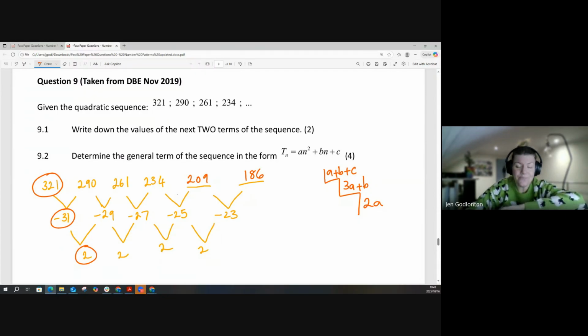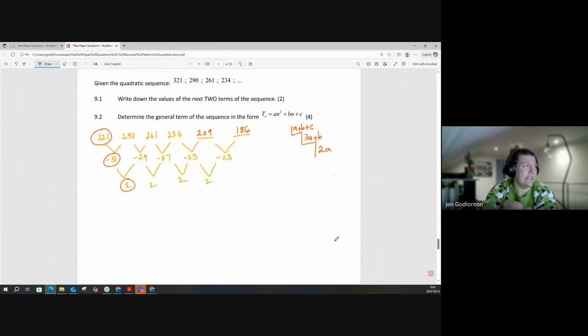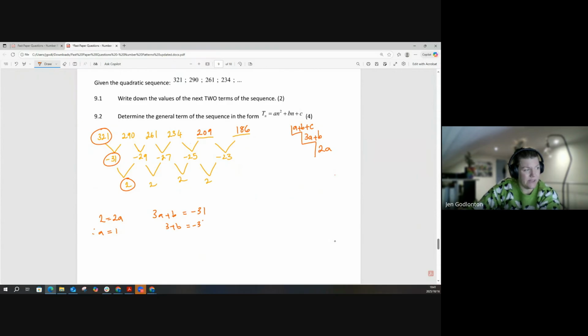Okay, I'm going to start talking through it just because our time is running out. So when we're looking at this question, we care about the 3 that I've circled. So we're going to say 2 is equal to 2a, which means a is equal to 1. Then we've got 3a plus b is equal to negative 31. So 3 plus b equals negative 31, which means that b equals negative 34.